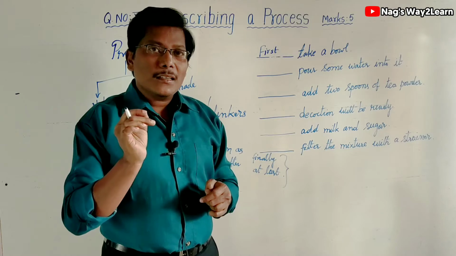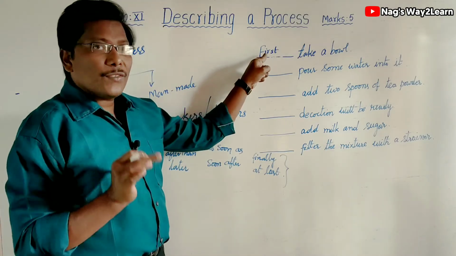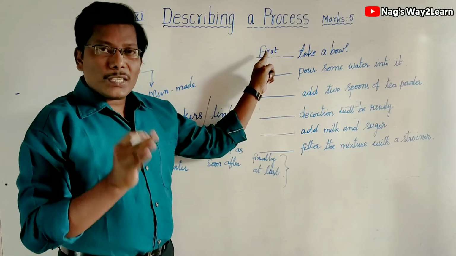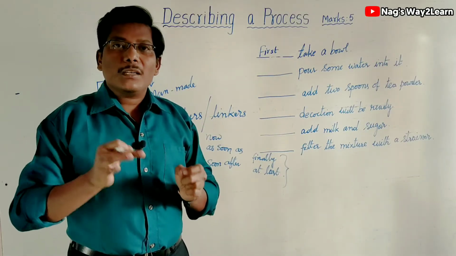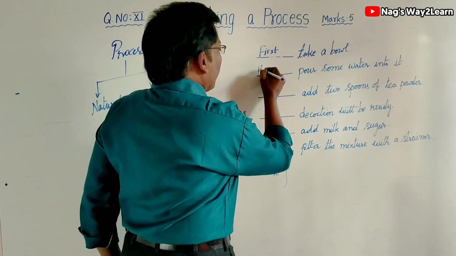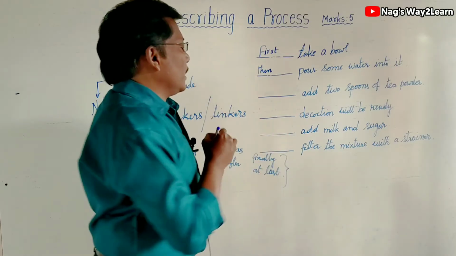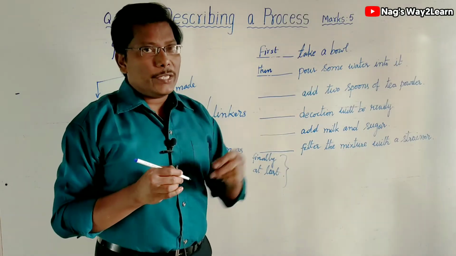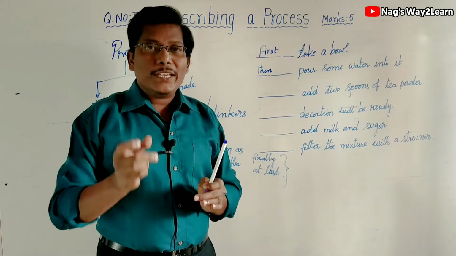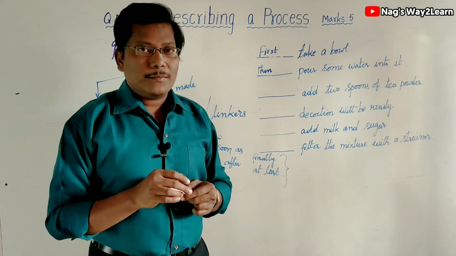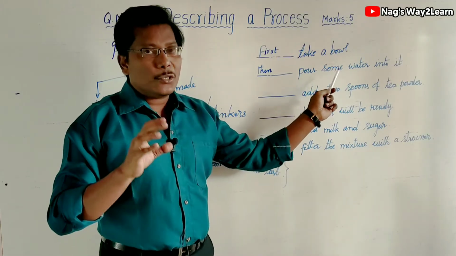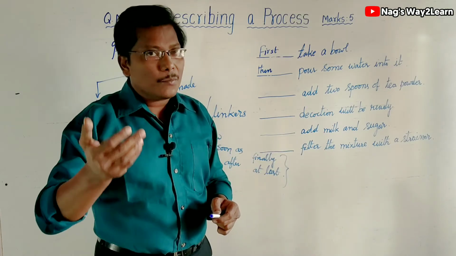So what is the linker in the first sentence? First. So we start the sentence with first: take a bowl and put it on the burner in a low flame. Then pour some water into it. Then pour some water into the bowl and let it boil for 2 or 2.5 minutes. Okay, here the linker is then.